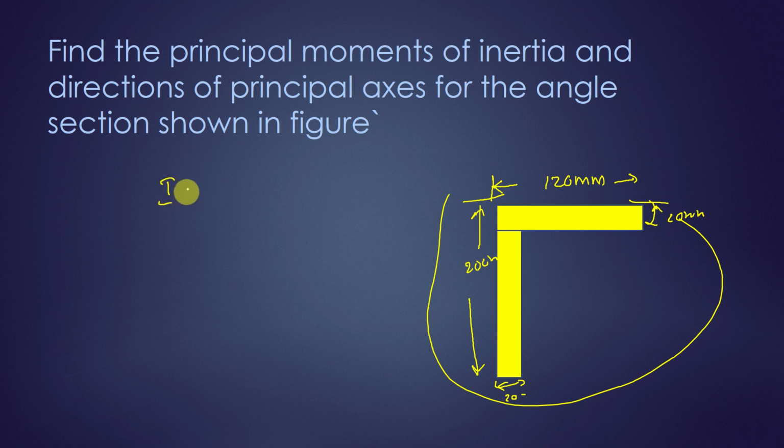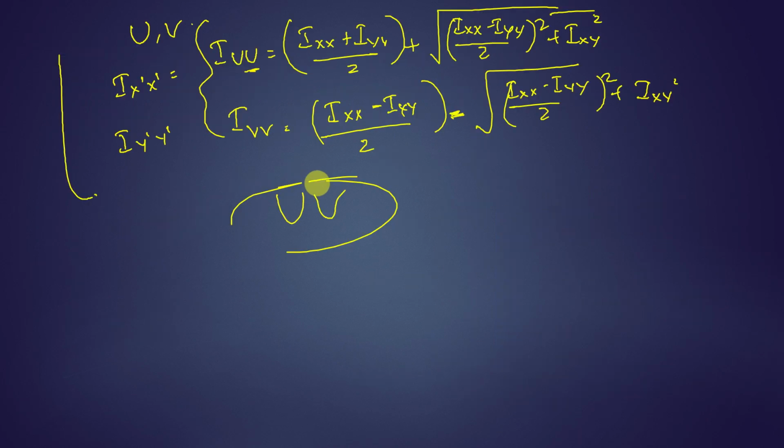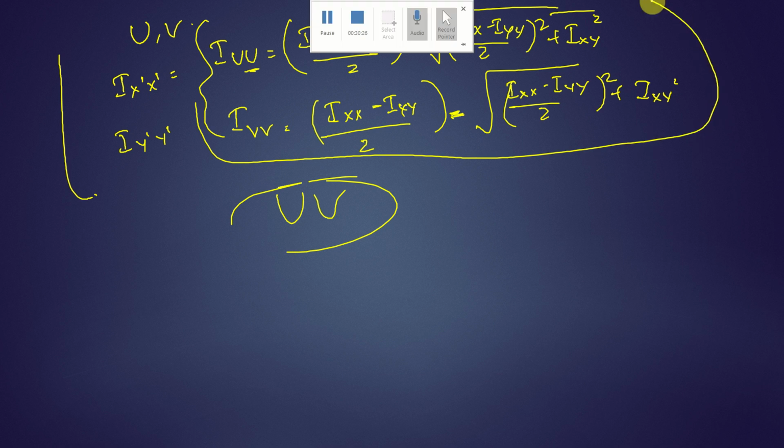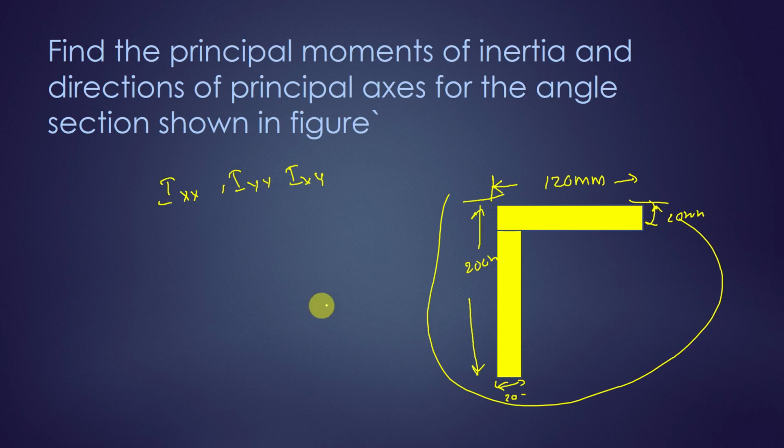For that, the needed terms are Ixx, Iyy, and Ixy. If you could calculate them, you can easily find out the principal moments of inertia. So only three terms you have to calculate. Then using them, you can easily find out the principal moments of inertia. So do this problem. If you could not do it, let me know. I will tell you in the next video. But the next video is about locating principal axis with the help of Mohr's circle.